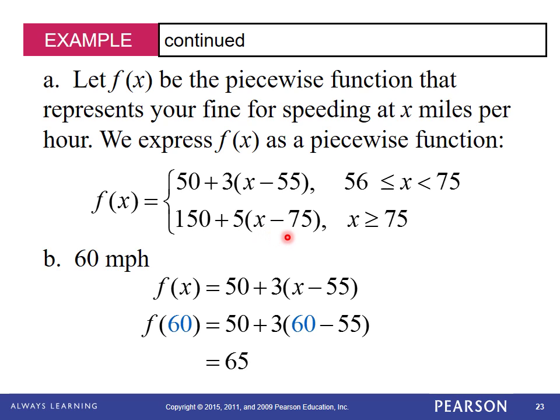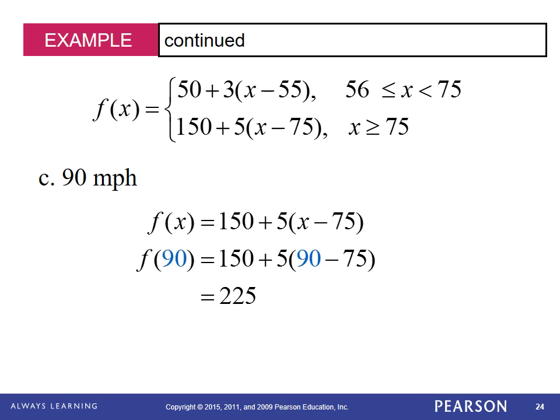And then it asks, what's the fine if you're driving 60 miles an hour? Notice we're using the top equation here. For 90 miles an hour, now we're going to use the bottom equation to figure that one out.